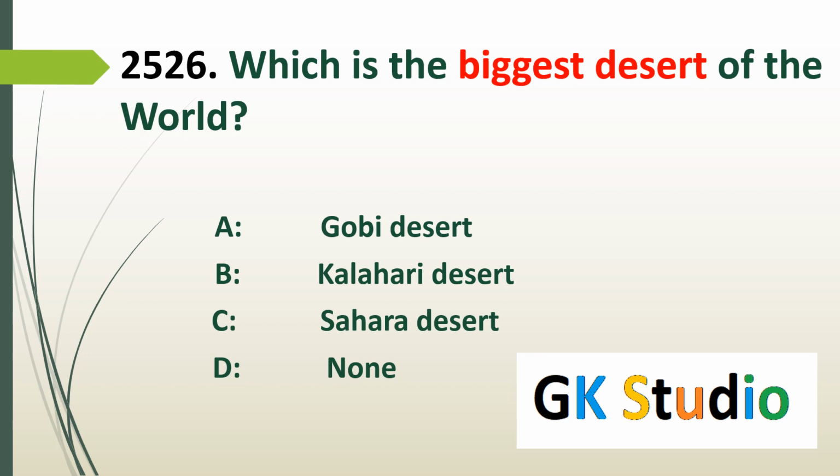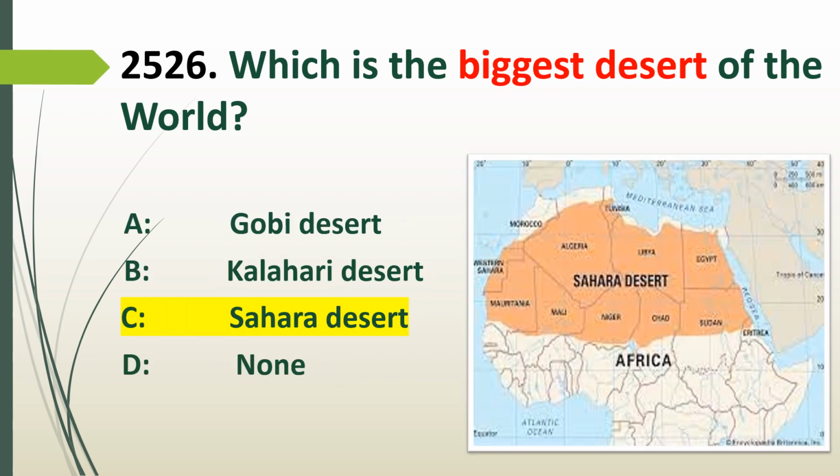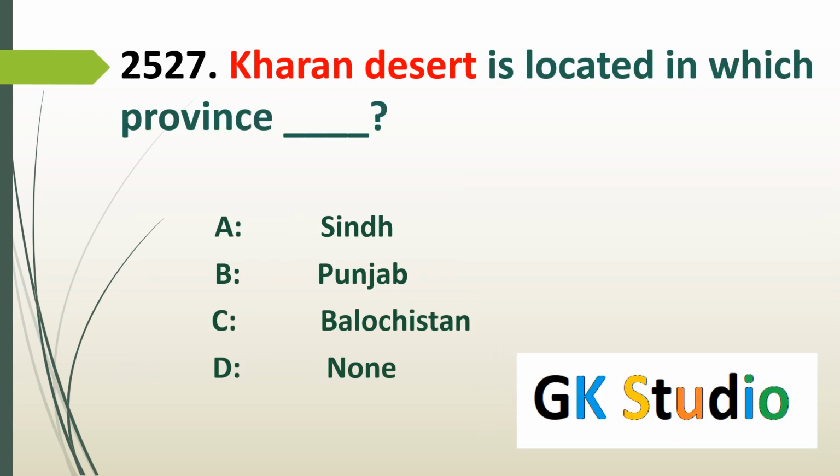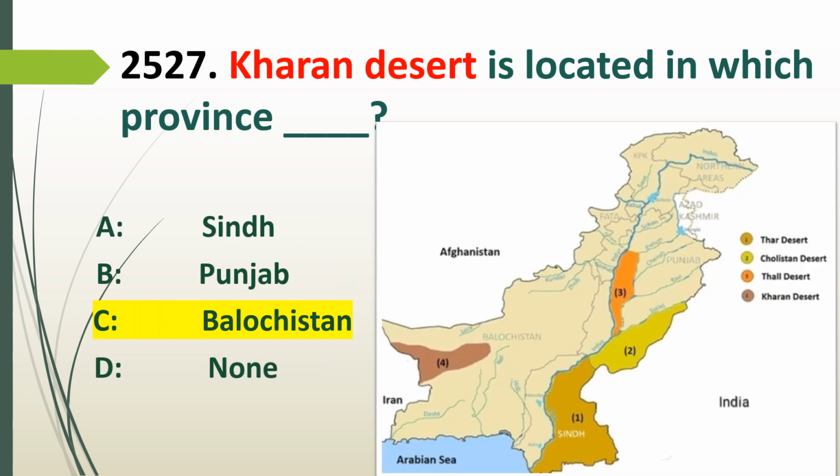Which is the biggest desert of the world? Sahara Desert. Sahara Desert is the biggest desert of the world. Haran Desert is located in which province? Sindh, Punjab, Balochistan. Answer: Balochistan.